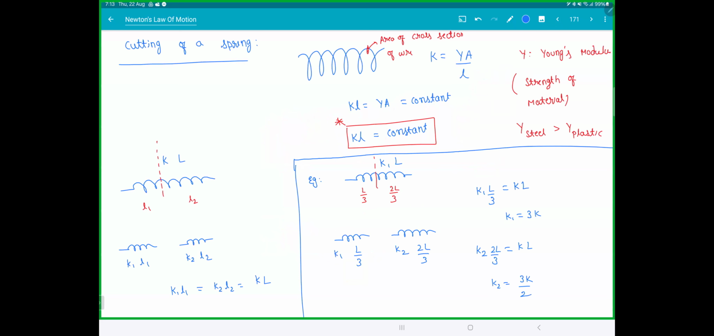Have a look at this. So these are the results you need to remember. Quite a useful one. We are going to encounter these things again in a chapter called simple harmonic motion. Then we are going to encounter this again. Combination of springs. So do have a look at this. Clear?